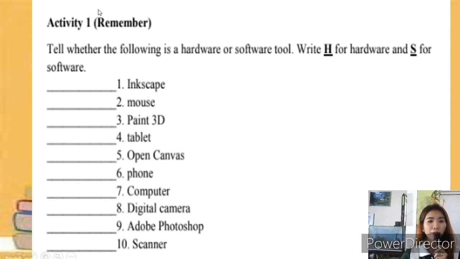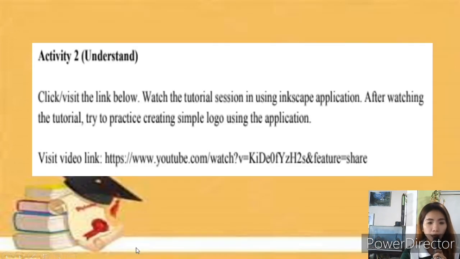Now, let us have this activity in your learning activity sheets. For activity number 1, tell whether the following is a hardware or software tool. Just write H for hardware and S for software. Alright? So, the items are from 1 to 10. We have the first one, Inkscape; 2, mouse; 3, Paint 3D; 4, tablet; 5, Open Canvas; 6, phone; 7, computer; 8, digital camera; 9, Adobe Photoshop; and 10 is the scanner.